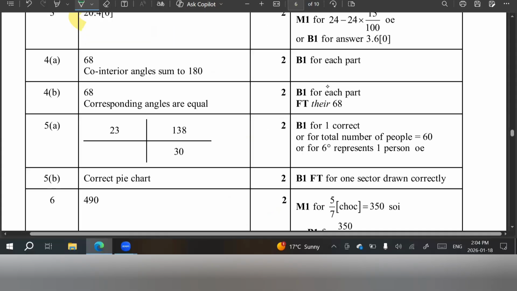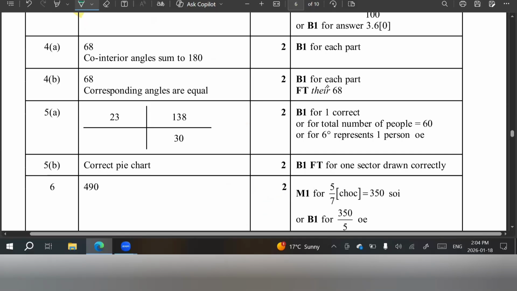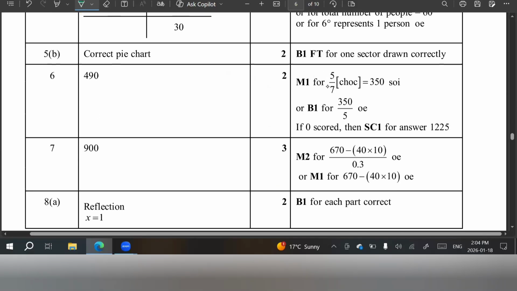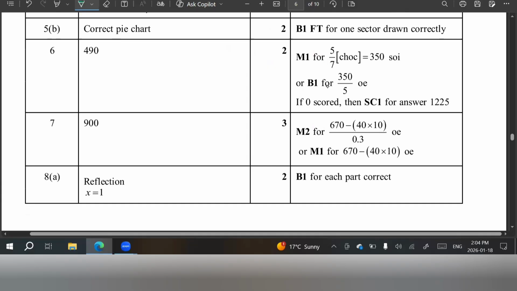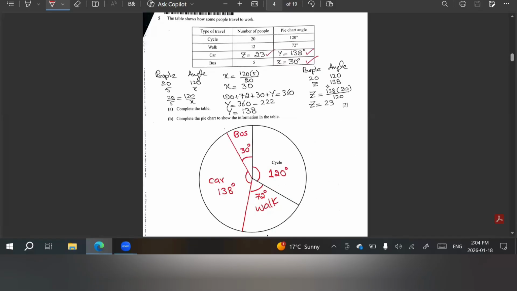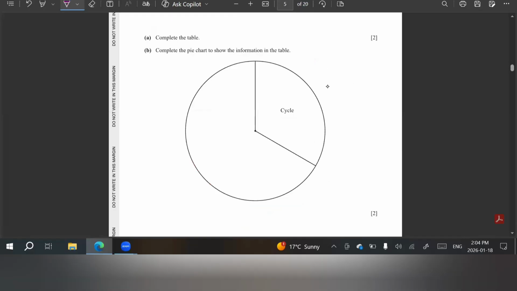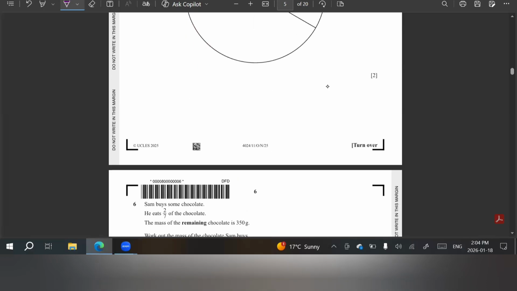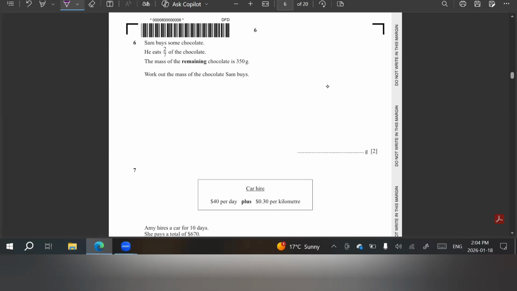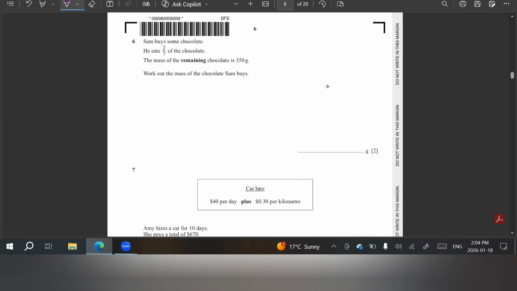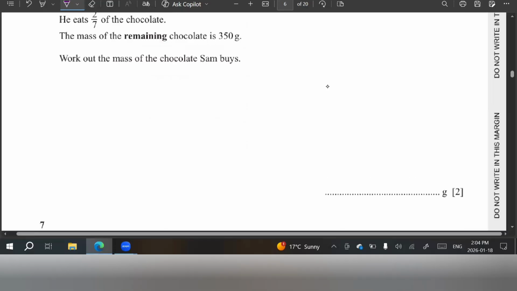Let me check the marking scheme, sir. The correct pie chart, that's what the marking scheme is saying. So this is how question number 5 is done. Okay, so this is that solution. Now we are going to the next question, question number 6, and it's a 2 marks question.